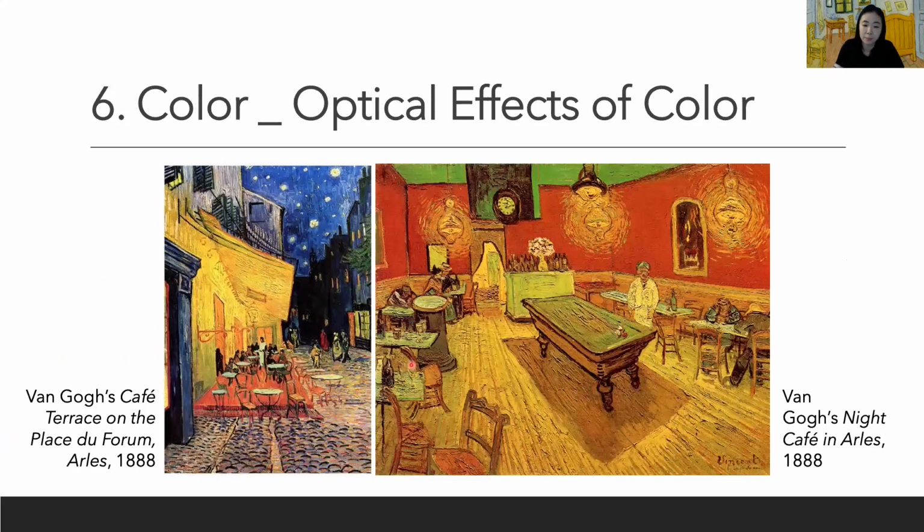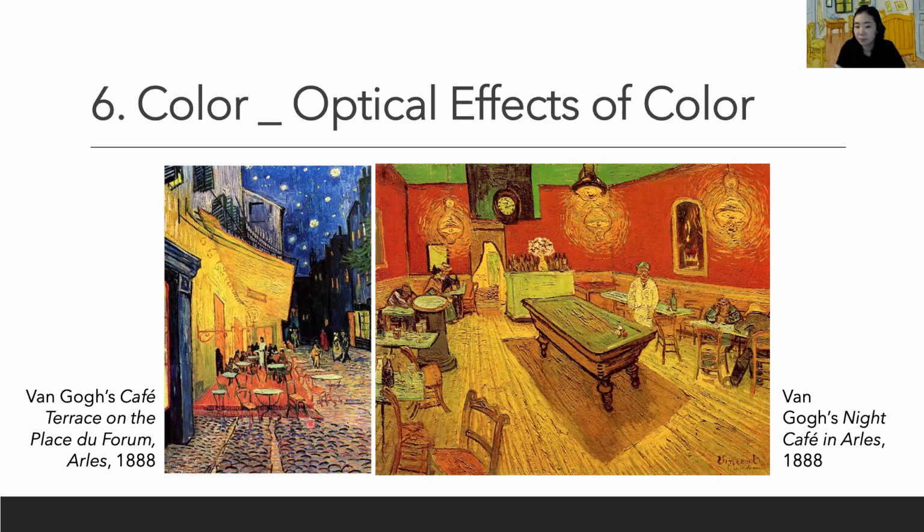So this is an example of using complementary color to show the simultaneous optical color effects. These are all Vincent van Gogh's paintings. He used simultaneous contrast for optical effects of color in these two paintings. So let's look at the left painting first.